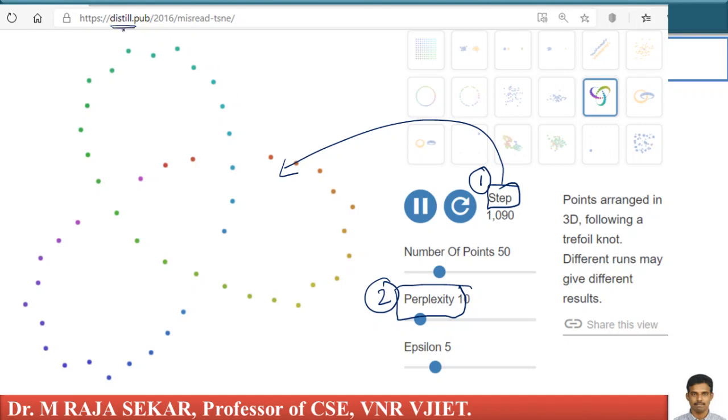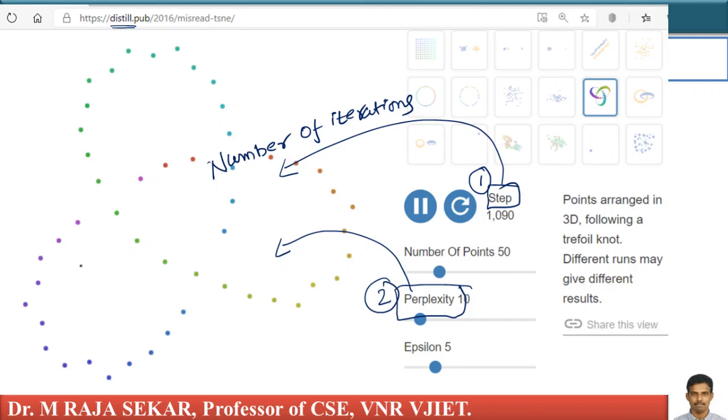What is step? We already discussed this particular parameter with the help of distill.pub. I request you to go through this blog. As I told you, this blog is very useful to understand the t-SNE algorithm. Step is the number of iterations. Then what about the other parameter, perplexity?